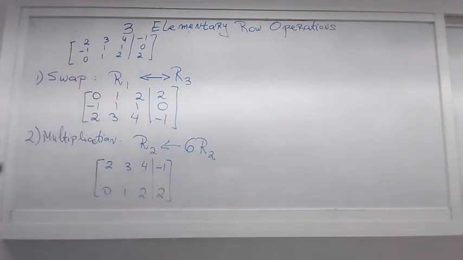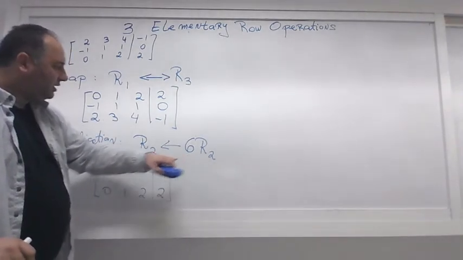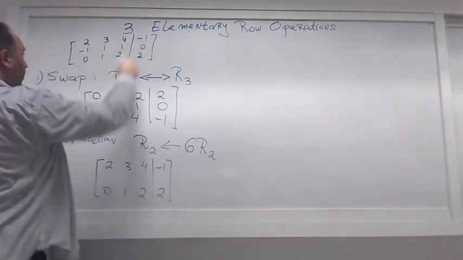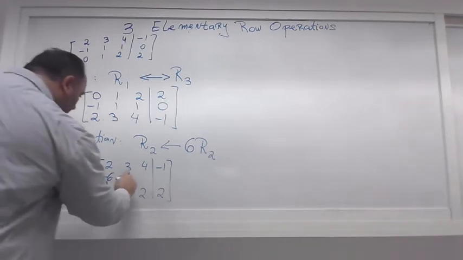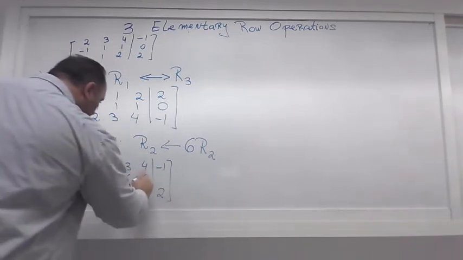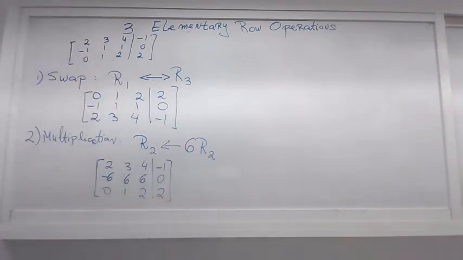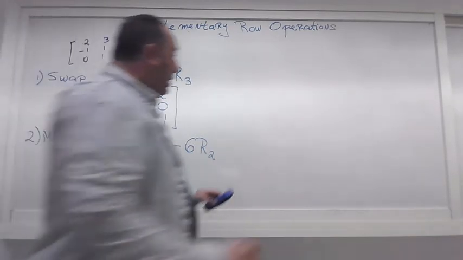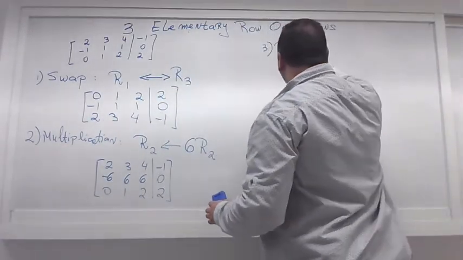So first and last row don't change. Now the second row will change, and in its place will come 6 times the numbers here. So it's 6 times minus 1 is minus 6. It's 6 times 1 is 6, and it's 6 times 1 is 6, and then it's 6 times 0, which is 0. Okay, so that's what happened. The only change is that the row 2 was replaced by row 2 times 6. And the last one, that we use a lot, replacement.